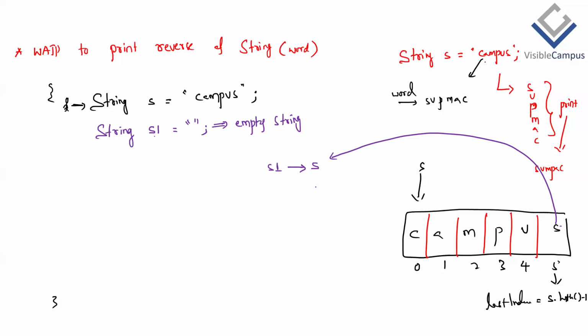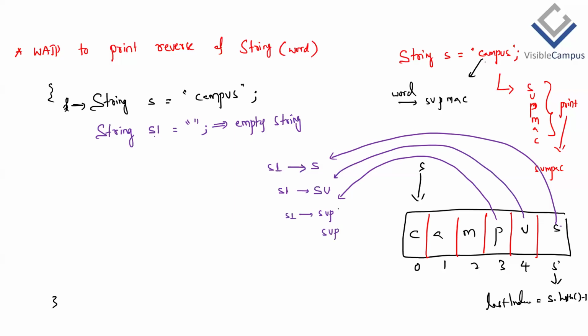Then what is the latest value of s1? s. Then to this s, add the next last character, which is nothing but u. The new s1 will become su. Then to the new su, get and add p. What will it become? sup. Similarly, assign this back to s1. The next is supm, the next is supma, then supmac. Then stop. Correct or not?